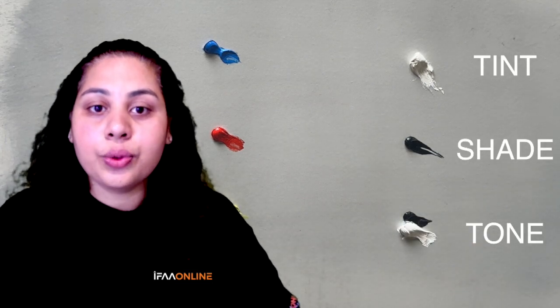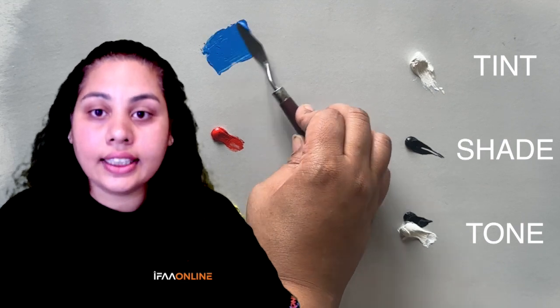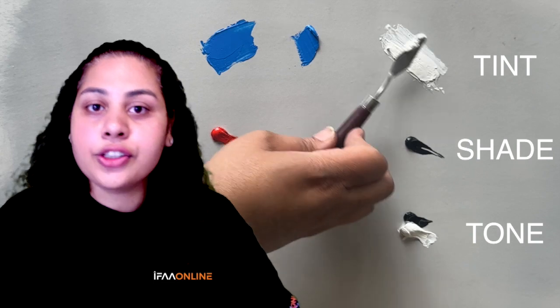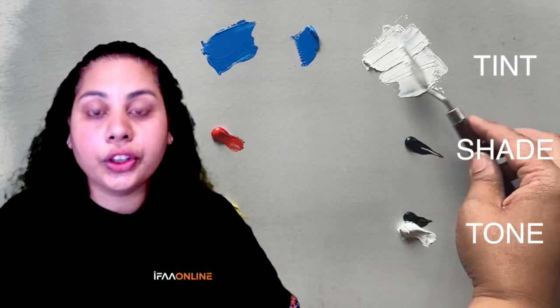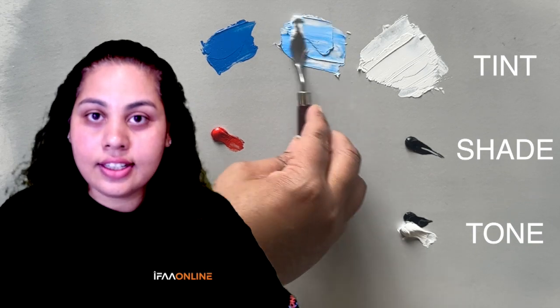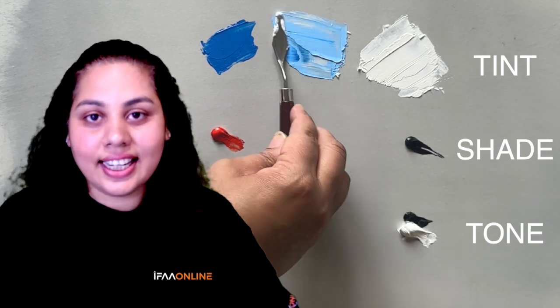Tint refers to a color that has been lightened by adding white to it. It creates a range of lighter shades of the original color. Tint often evokes the feeling of lightness, softness and delicacy.